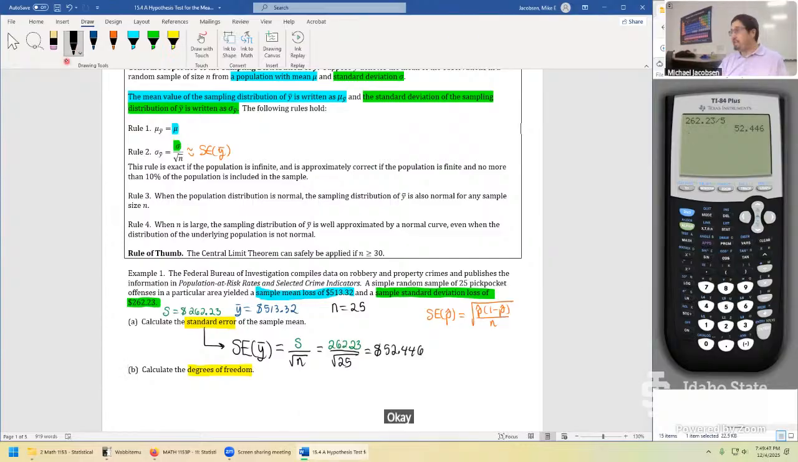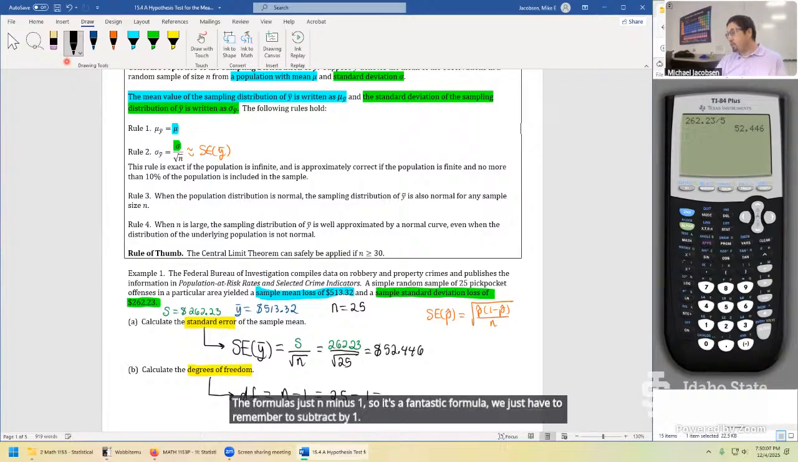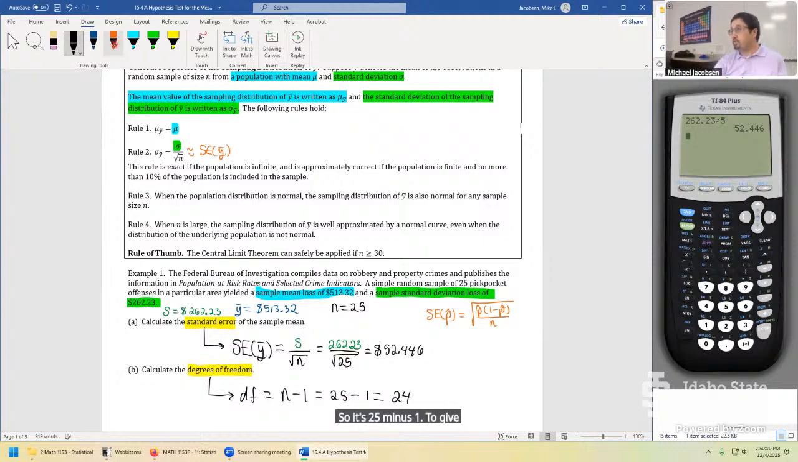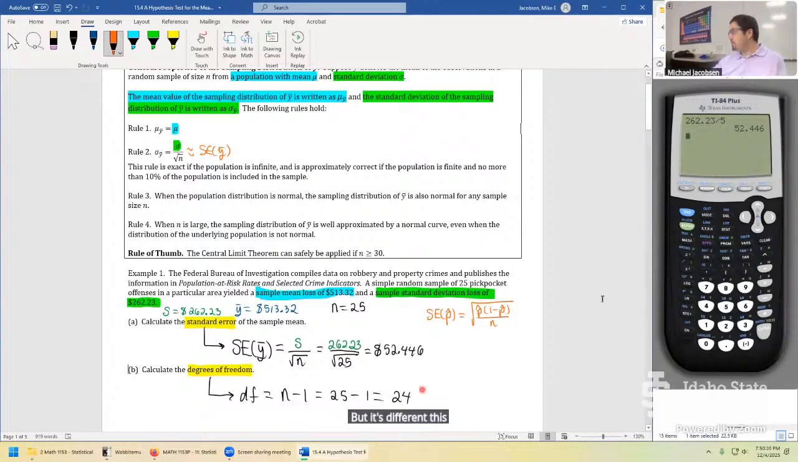Okay, the next thing we needed when we did confidence intervals in chapter 14 was degrees of freedom, and we need that here as well. For degrees of freedom, we use DF as shorthand. The formula is just n minus 1, so it's a fantastic formula. We just have to remember to subtract 1. So it's 25 minus 1, which gives us 24. Whenever we did a confidence interval, we had to use inverse t. But it's different this time. We don't use inverse t. We're going to be using this one.